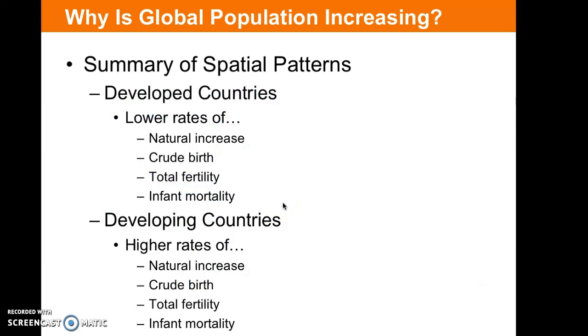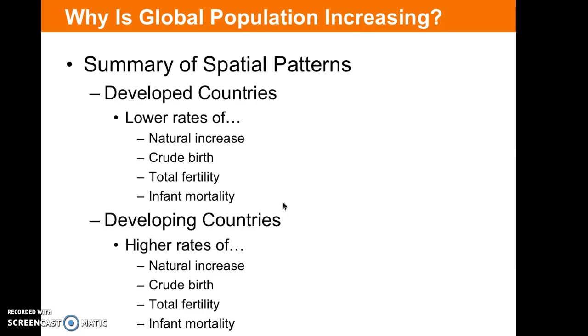So why is global population increasing? Let's look at some spatial patterns. In general, in a developed country, you're going to have a lower natural increase rate, so the population is growing at a slower percentage. You're going to have a lower crude birth rate. People have fewer children. You're going to have a lower total fertility rate because people are having fewer children. And infant mortality rate is going to be low as well. So the infants that they do have survive through their first year.